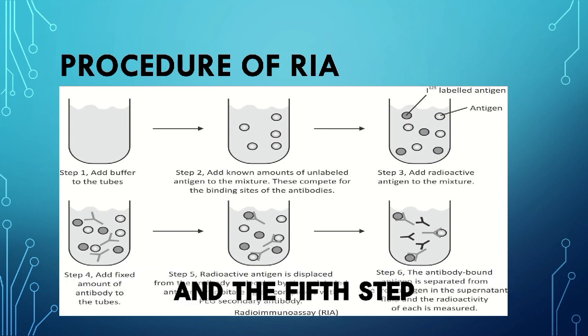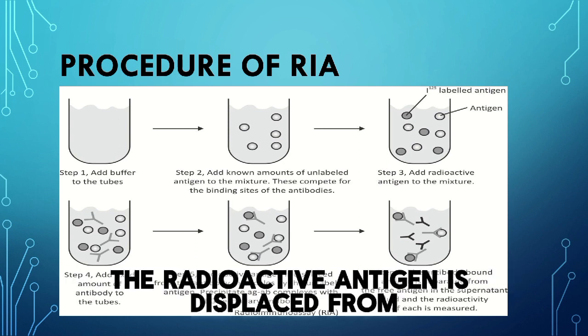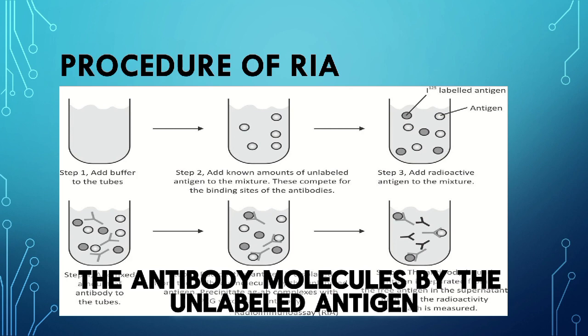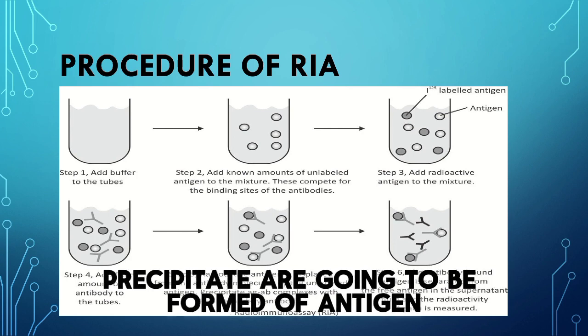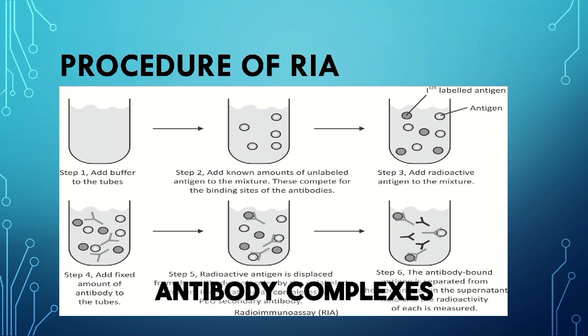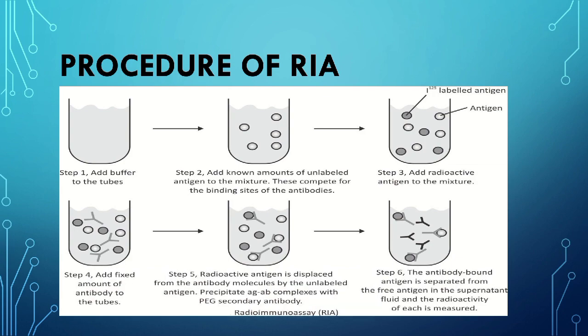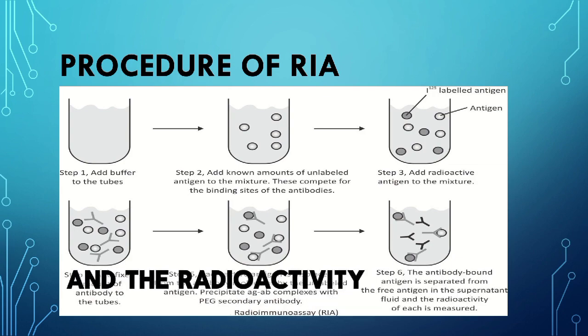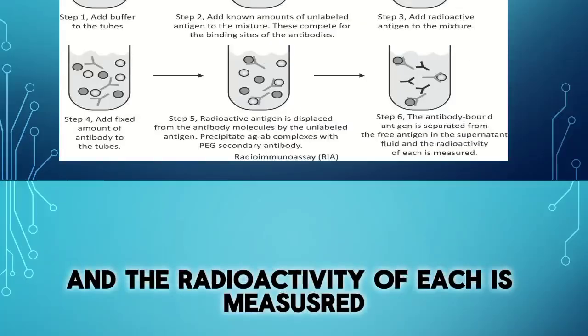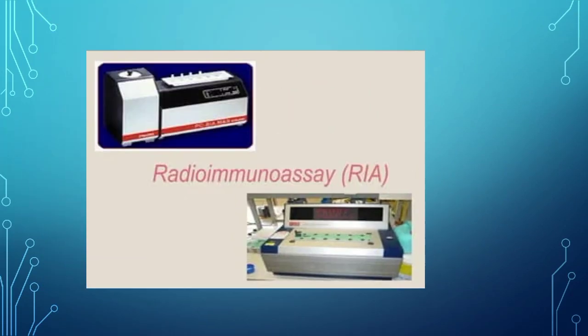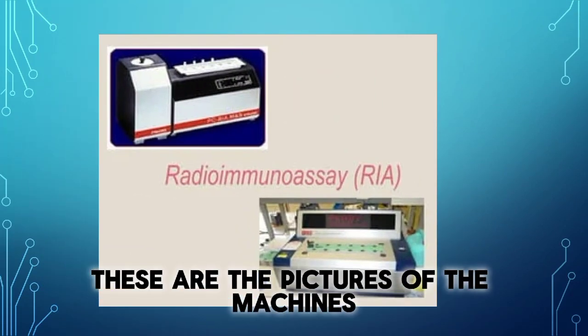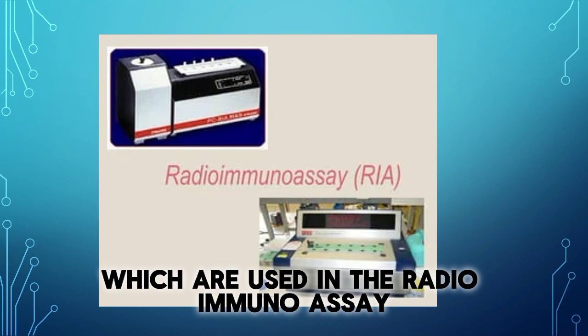In the fifth step, a radioactive antigen is displaced from the antibody molecules by the unlabeled antigen. Precipitate are going to be formed of antigen antibody complexes. And in the sixth step, the antibody bound antigen is separated from the free antigen in the supernatant fluid and the radioactivity of each is measured. These are the pictures of the machines which are used in the radioimmunoassay.